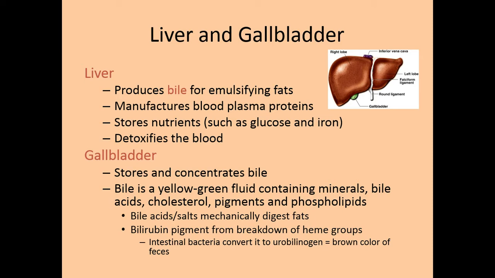So really all of the colors in the body are due to the breakdown of the heme molecule, all the way from the bright red of oxygenated blood to the yellow in urine, to the green in bile, to the brown in feces. It's all related to that same heme group.